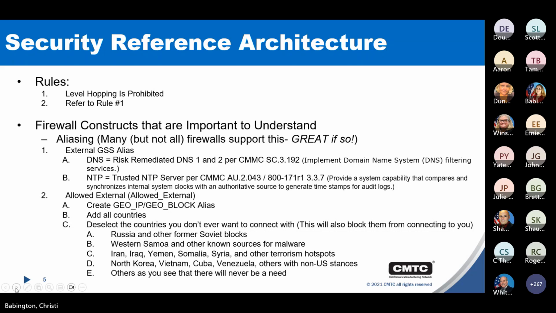These are aliases. So let me go back up a little bit. Firewall constructs that are important to understand. Aliasing. Aliases are just that. They're something that you as a human can understand, and you can say like external GSS, and then you put in the IP addresses. I'm going to use OpenDNS by Cisco, 208.67.222.222 and 220.220. So if I put those into an alias, now when I'm looking at my rule stack for my firewall zones, it looks like human English.